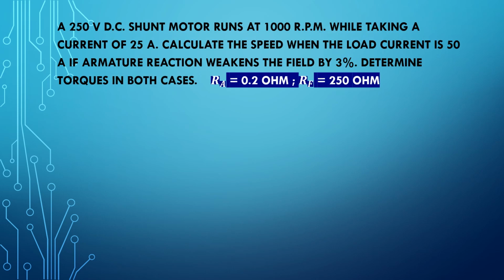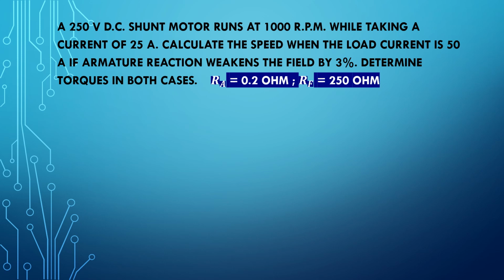A 250-volt DC shunt motor runs at 1000 RPM while taking a current of 25 amperes. Calculate the speed when the load current is 50 amperes if the armature reaction weakens the field by 3%. Determine torques in both cases.